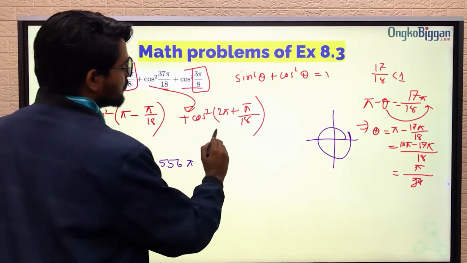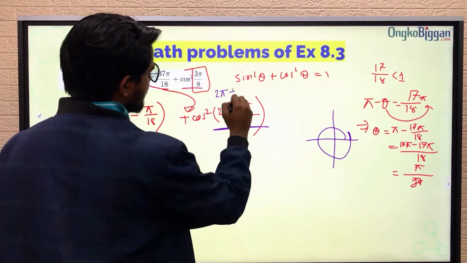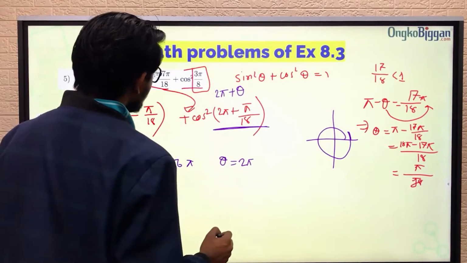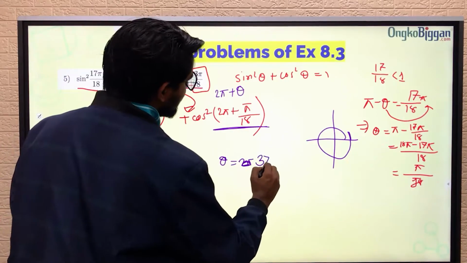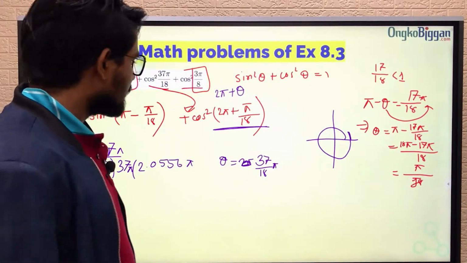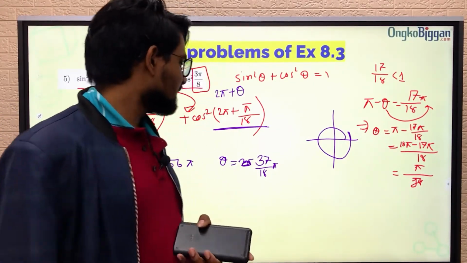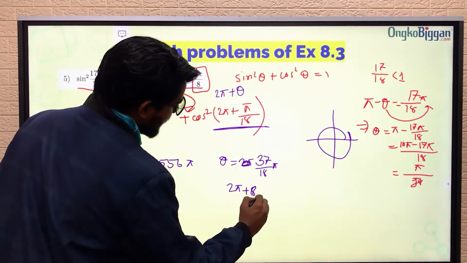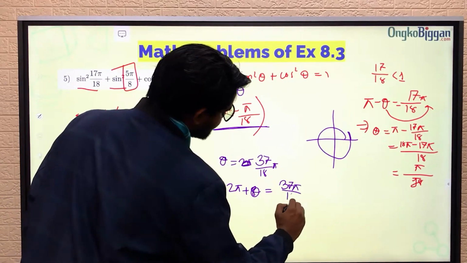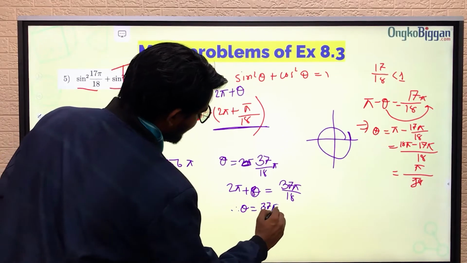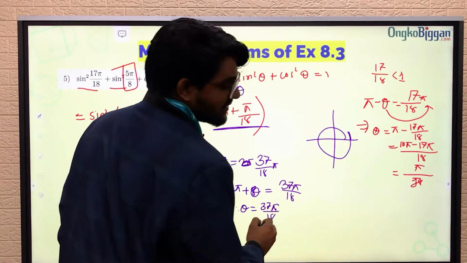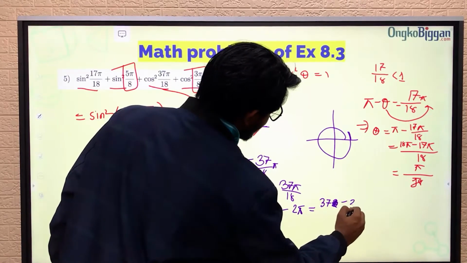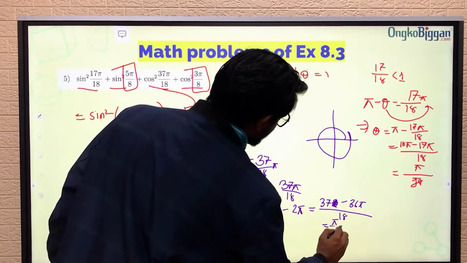I have actually done that. I have converted this into the 2π plus θ format, and for that I found the value of θ by subtracting 2π from 37π/18, because I know that 2π is smaller than 37π/18. So 2π plus θ is equal to 37π/18. Therefore θ is equal to 37π/18 minus 2π, and so 37 minus 36 over 18 π, that is, we get π/18.